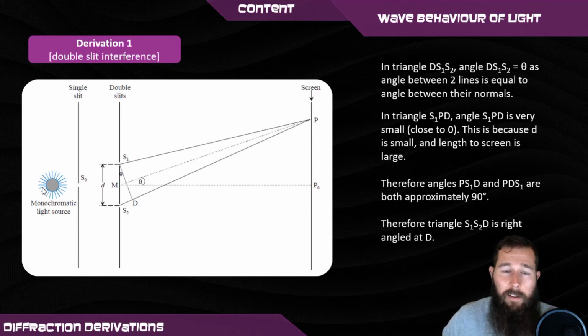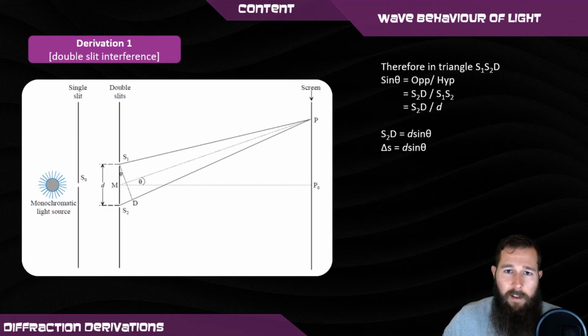Now looking at the larger triangle from S1 to P to D, if we consider the distance to the screen to be 30 centimeters or more, and the distance between the slits being extremely small, this angle here is around about 0. And if that's the case, that means that this angle here, PS1D, and also PDS1 are both around about 90 degrees. And what that means is that the triangle S1DS2 is 90 degrees at that angle.